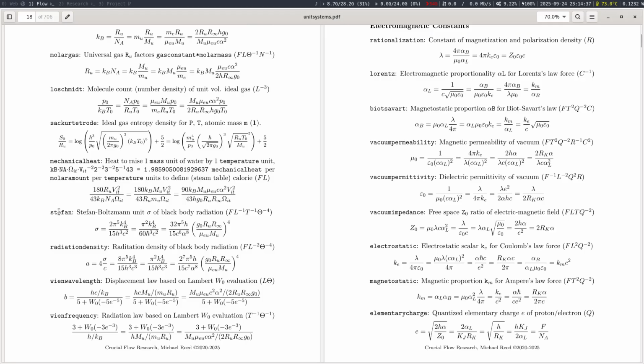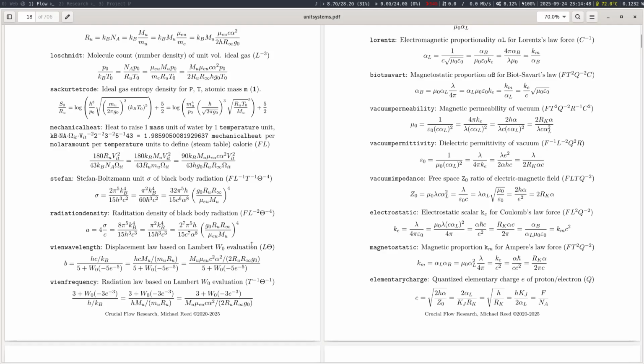The Stefan-Boltzmann constant, sigma of the black body radiation, is a constant that you can express like this in terms of the Rydberg constant. The radiation density of the black body radiation is another one of these thermodynamic constants. The Wien wavelength displacement law is based on the Lambert W0 evaluation.